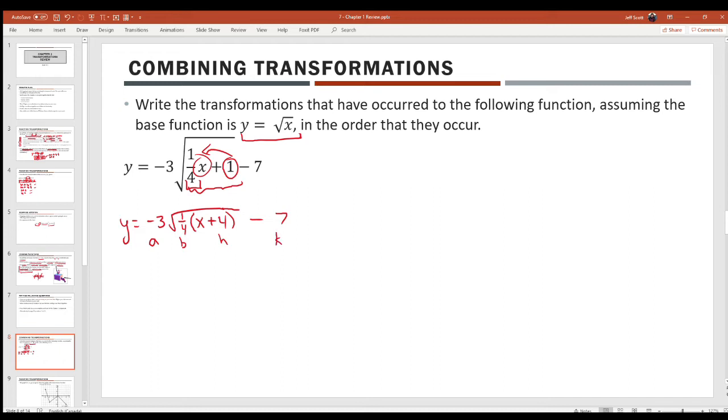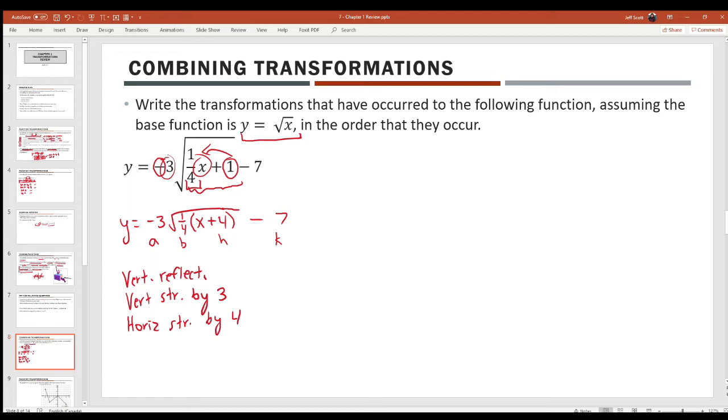So in the order that they occur, we can say that we have a vertical reflection, because notice there's a negative in front of that. Then, since it's part of the same number, that 3 there is a vertical stretch by 3. Then we have our b value, and remember the b value isn't what you're stretching horizontally by, it's the reciprocal of the b value. The reciprocal of 1/4 is just 4. So we have a horizontal stretch, not by 1/4, but by 4.